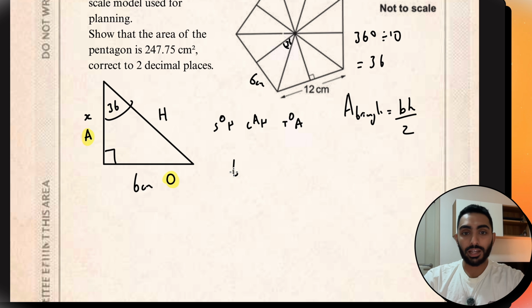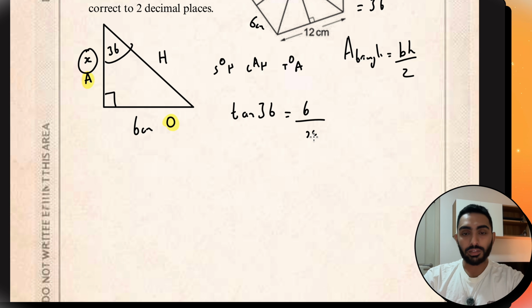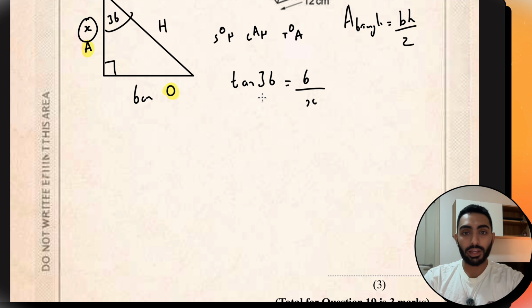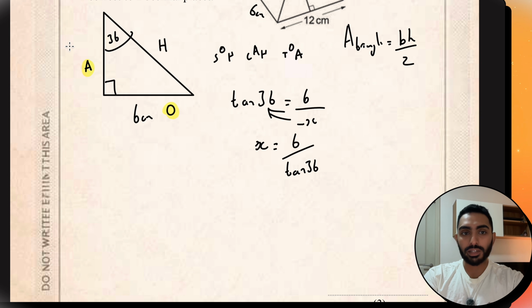That means we're doing tan of 36 is equal to the opposite. Opposite is 6 over the adjacent, and the adjacent is X. And the way we can solve this is because everything on the right hand side is being divided by X, we can just swap these two things around. Just swapping these around, it becomes X is equal to 6 over tan 36. And I'm just going to leave it like that for now because I want to keep it in exact form till the end. It'll be 6 over tan 36.